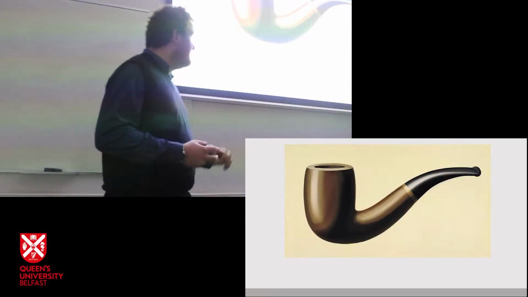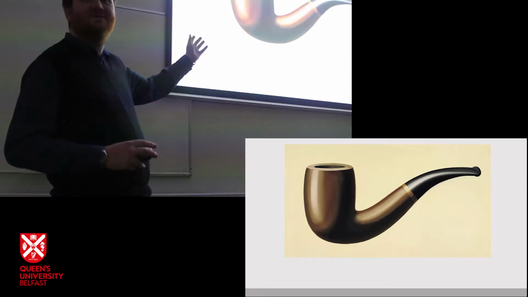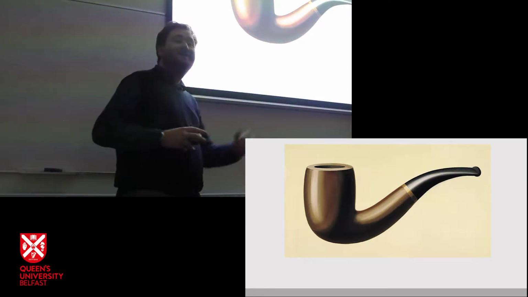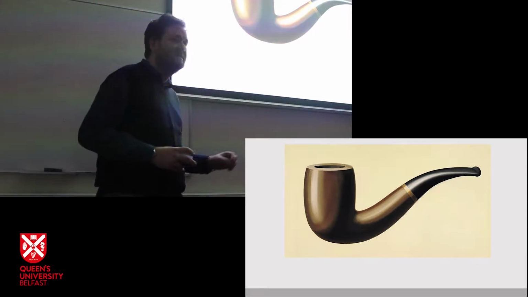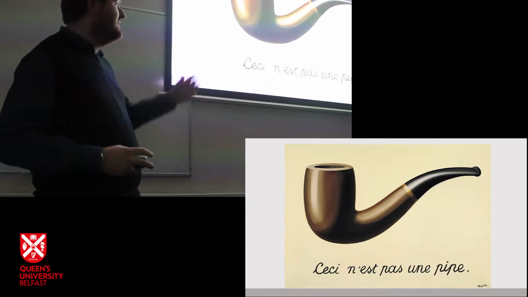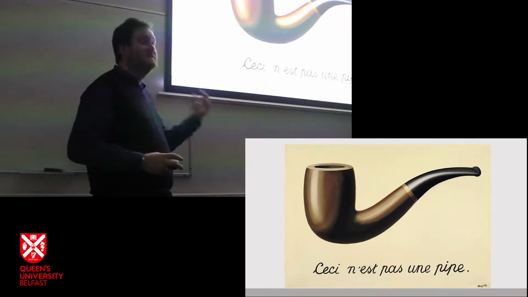So here's an example. What do you see here? A pipe. There you go. Thank you very much, Filippo, for biting the bullet there. You see a pipe, don't you? But I've actually cropped this image slightly. It's a famous work of art by Magritte. I can't pronounce it. But this is what the actual image looks like. And for those who don't know French, it just says, this is not a pipe.